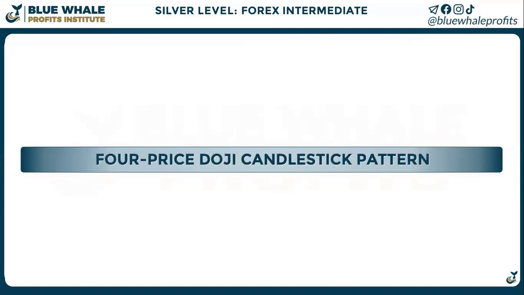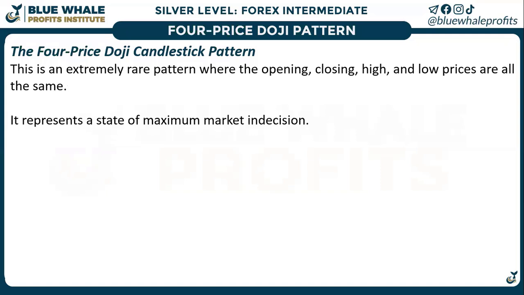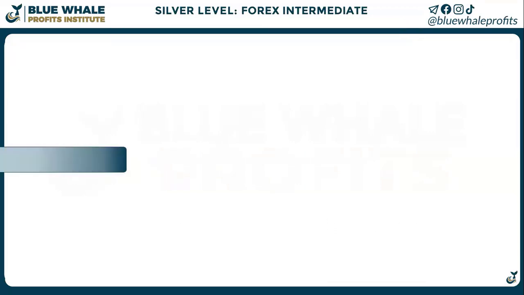So we have the 4-price doji. This is an extremely rare pattern where the opening, closing, high, and low price are the same. They represent a state of maximum market indecision. So with this, you need not trade at all. Especially, you can find this kind of doji when a specific currency's country is having bank holidays. They are very, very short. It's like there's no movement at all in that particular asset. So something like this, almost all 4 prices are the same.